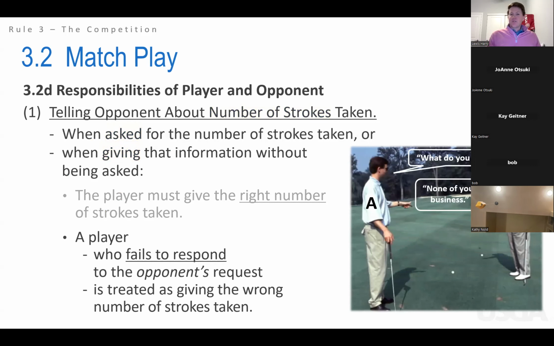If we refuse to respond to that request, or if we just say nothing, or if we say it's, like in this example on the screen, none of your business, it's going to be treated as if we gave the wrong number of strokes. So saying nothing in this case isn't exactly a way out of having to give the right number of strokes taken, or giving that information to your opponent.